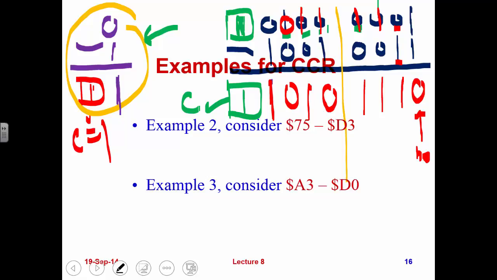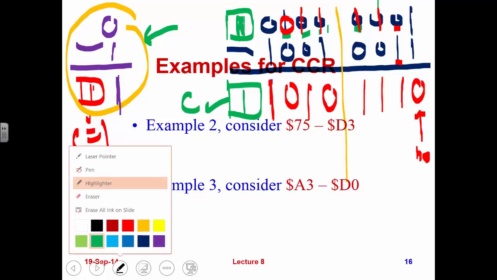Okay, like this. So make sure when you borrow, you can only borrow from 1. You can only borrow from the next higher order bit that is 1. If the bit next to you is not 1, then you check the next bit. Then you continue to check until you find 1. If you get all 0, then you borrow from the carry bit. Let me show like this.